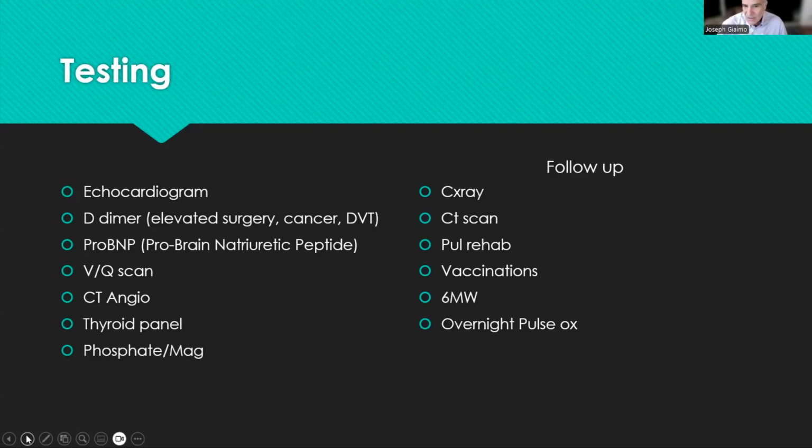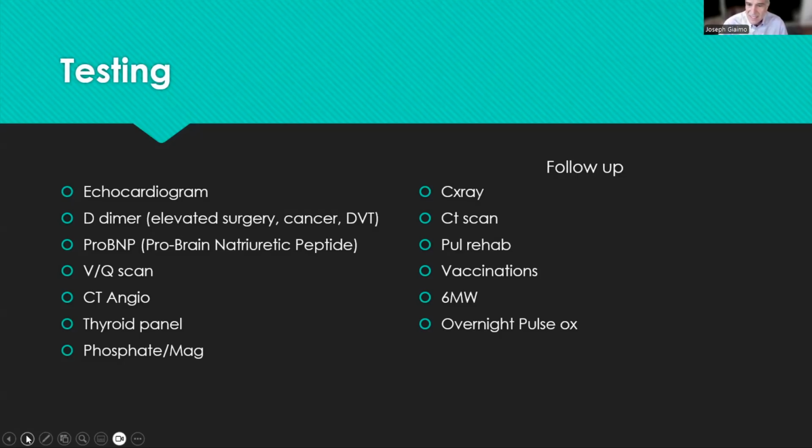I always like to look at their phosphate and their magnesium, because you'll find a lot of people become somewhat malnourished, especially as they get a little bit older. They're not eating a balanced diet. If they're hypomagnesemic or their phosphate levels are low, that can cause some problems with respiratory issues. And certainly replacing those along with their other electrolytes is helpful.